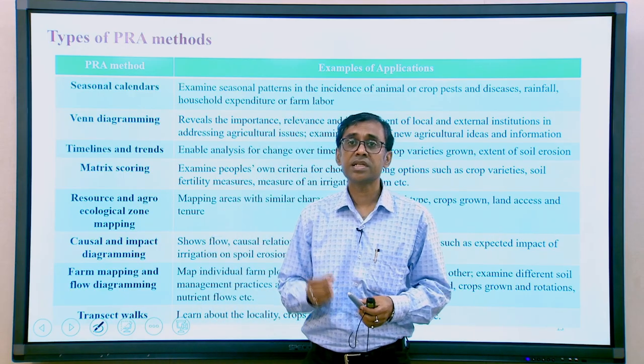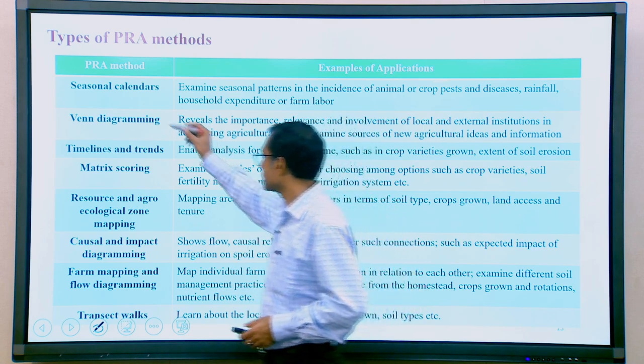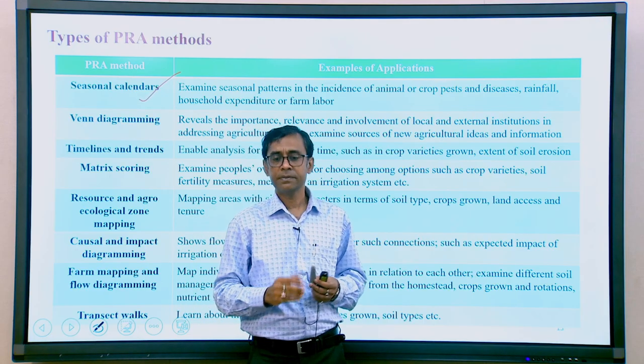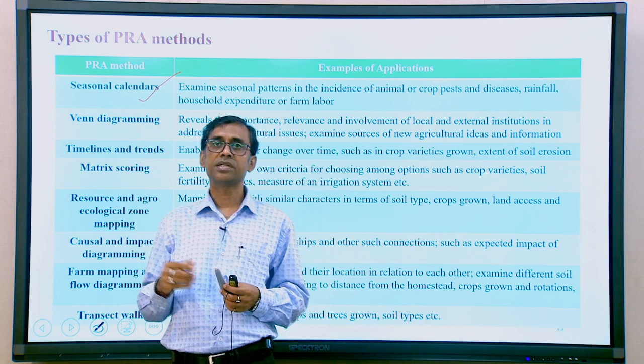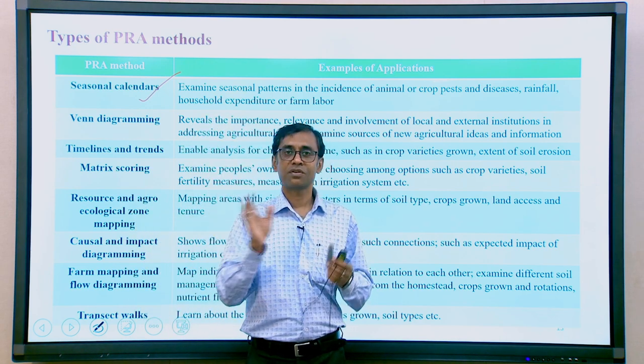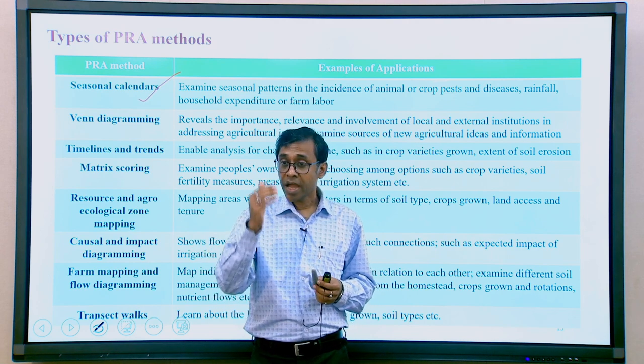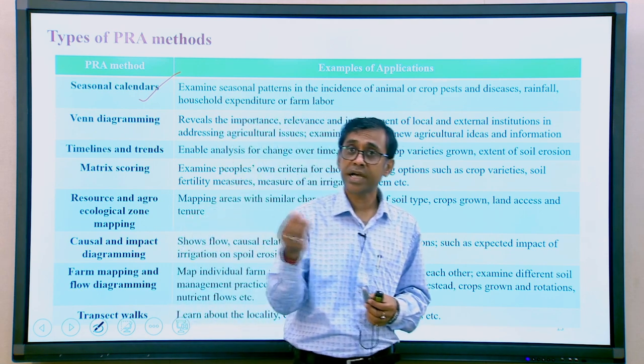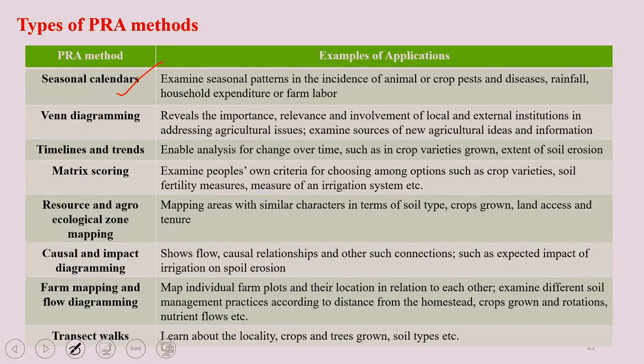Now, what is a seasonal calendar? Through a seasonal calendar in the PRA exercise, we try to understand the seasonal patterns of various things, such as incidence of crop pests or animal diseases, rainfall, household expenditure, and farm labor requirement. All those things we can find out or analyze through a seasonal calendar. In India, unlike Europe or the United States or other countries, our four seasons are very, very clearly demarcated. According to those seasons, we also have different types of crops. Now to maintain those crops, you definitely need different types of inputs and different types of labor. So the seasonal calendar helps in that.